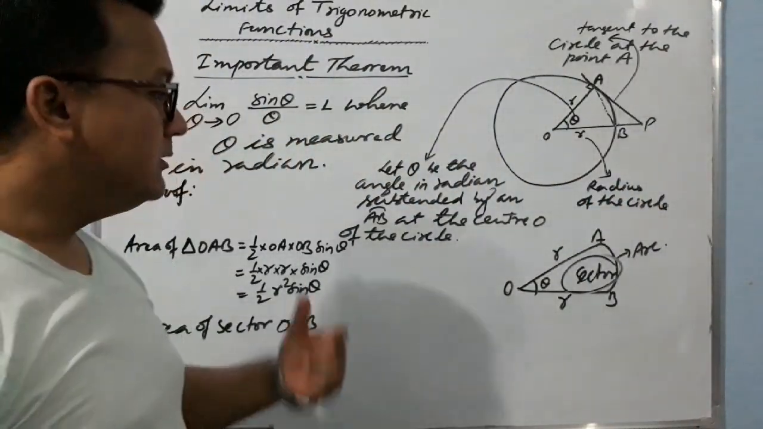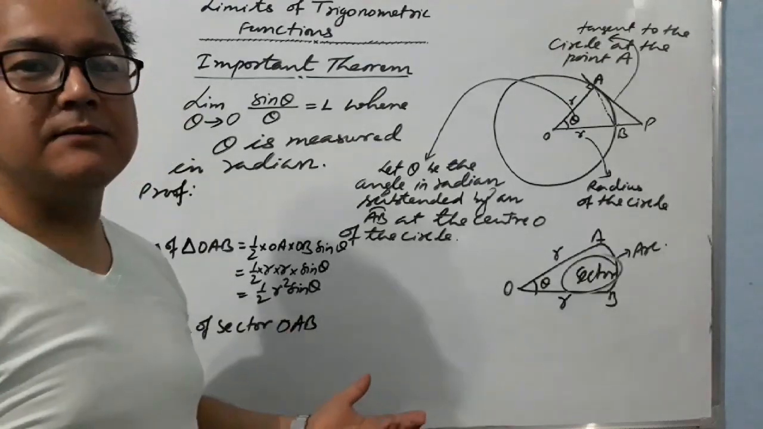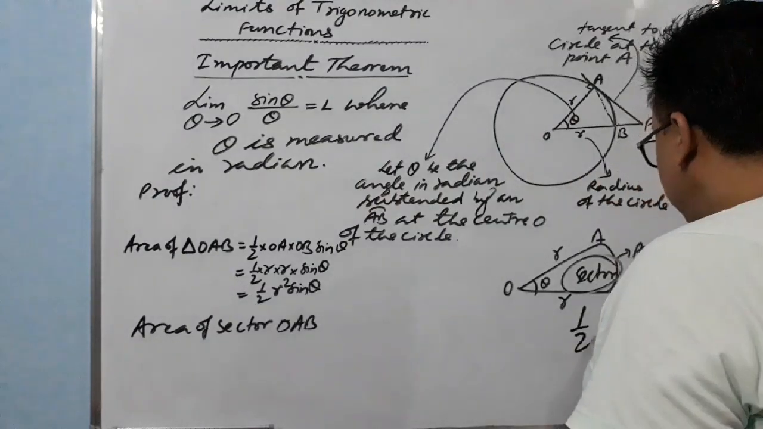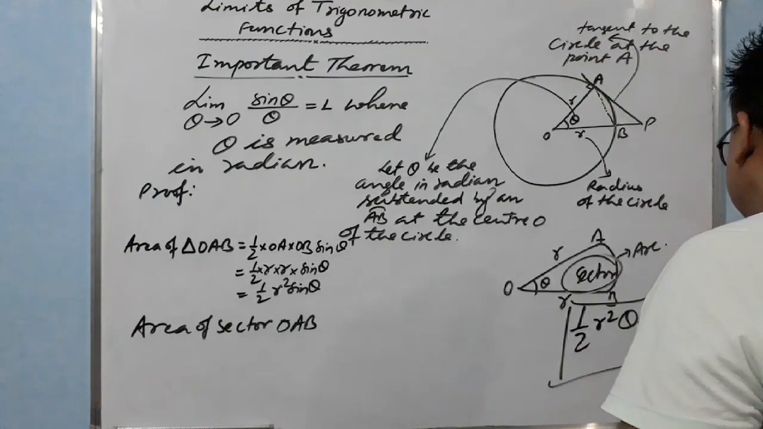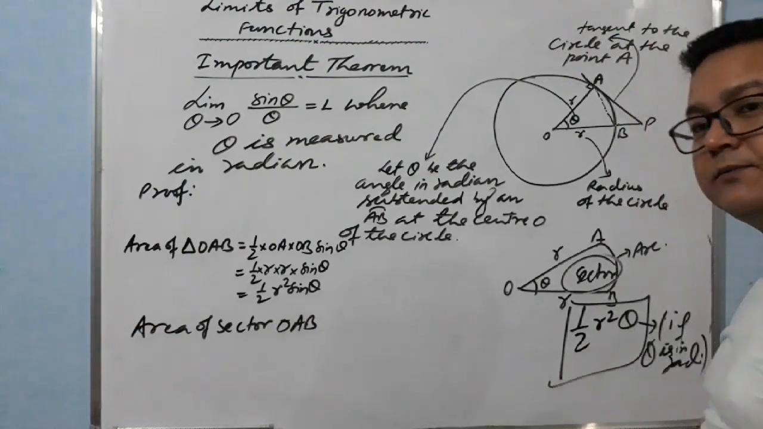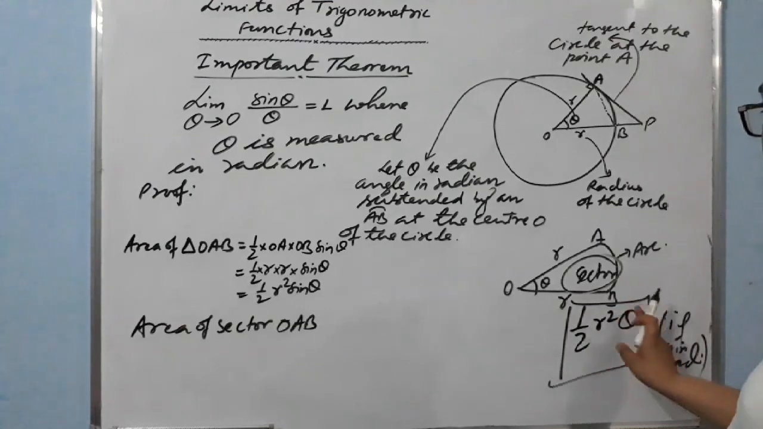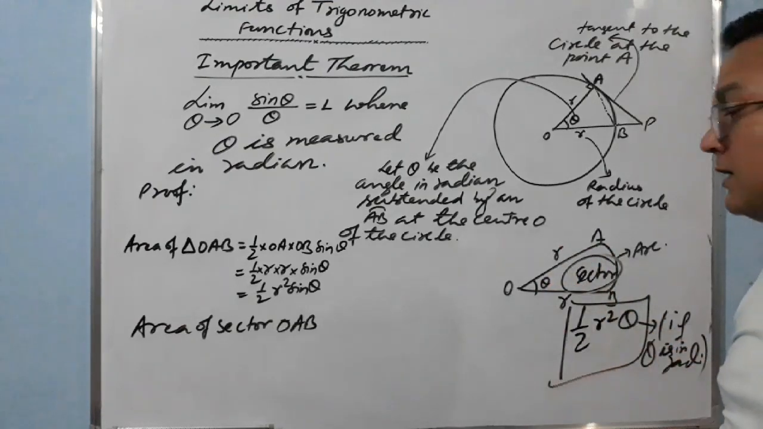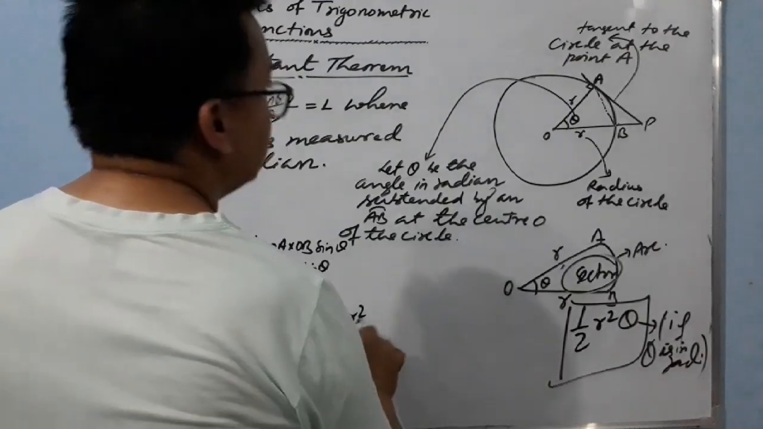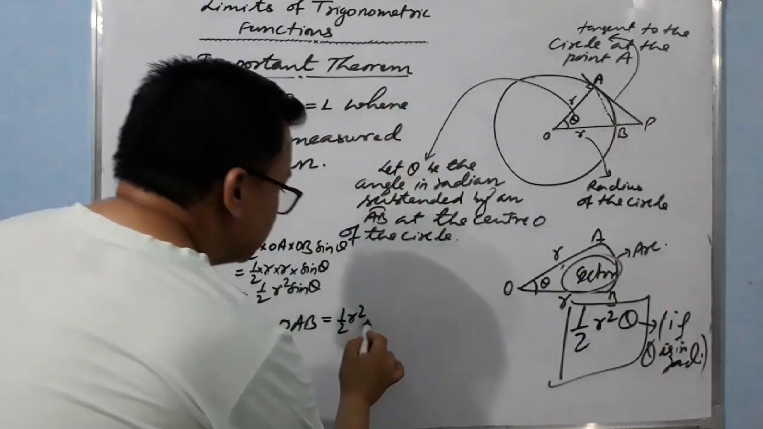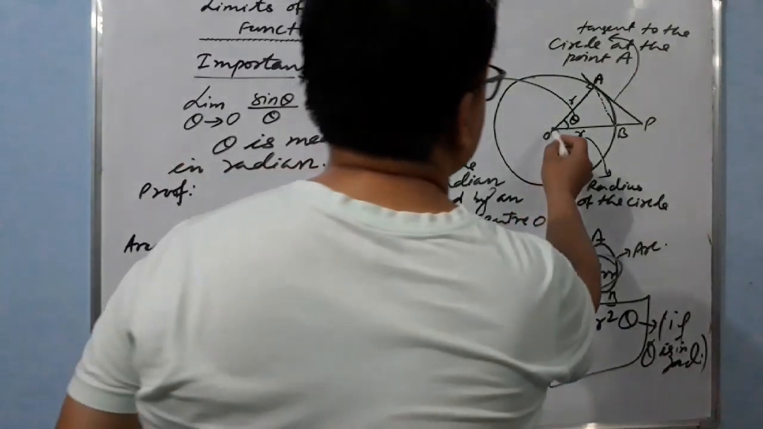When you started trigonometry, you studied the length of an arc and how to find the area of a sector. The formula is half r square theta, if theta is in radian. If theta is not in radian, then we use a different formula. This formula is used if theta is in radian. Here the radius is r and the angle between them is theta, so the area of sector OAB is equal to half r square theta. Now, as the third diagram, I will take OAP.